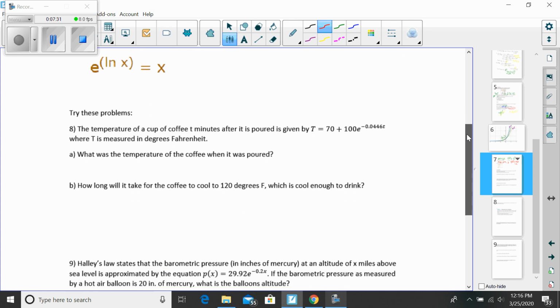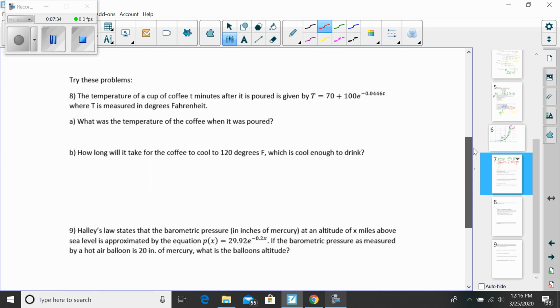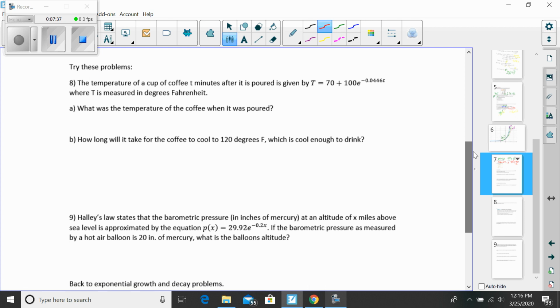So let's do a couple problems where we're just practicing using e and natural log. This comes from Newton's law of cooling and heating. I pour a cup of coffee, and that's the temperature T minutes after it's been poured. So this is decreasing. The temperature is decreasing exponentially. I can tell it's decreasing because the growth constant is negative. And if something decreases exponentially, if I graphed that, it would look like that.